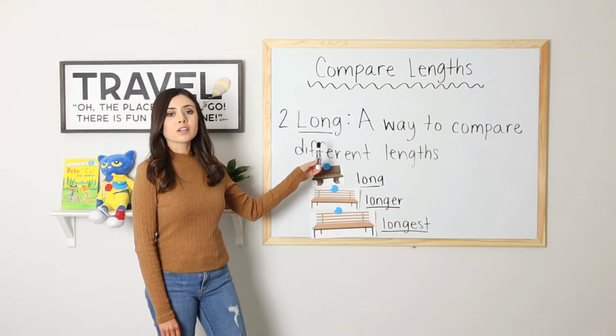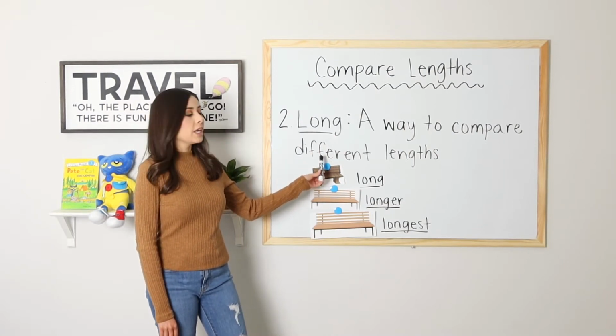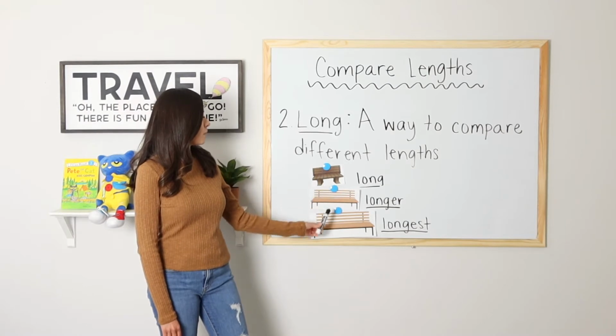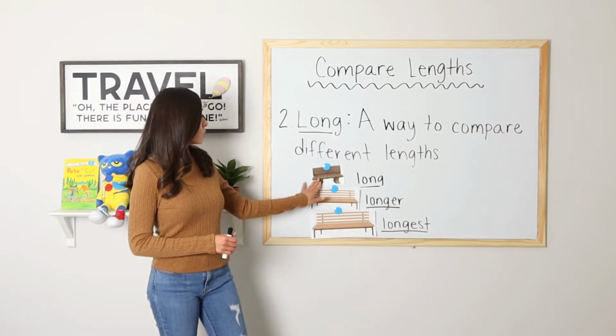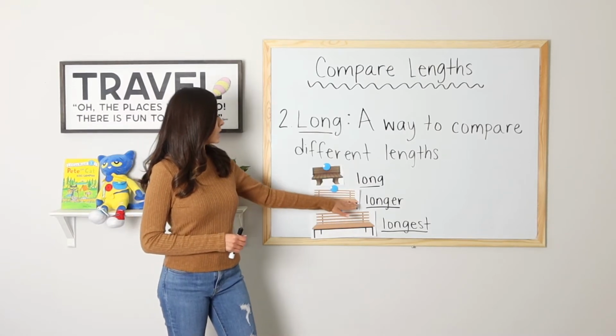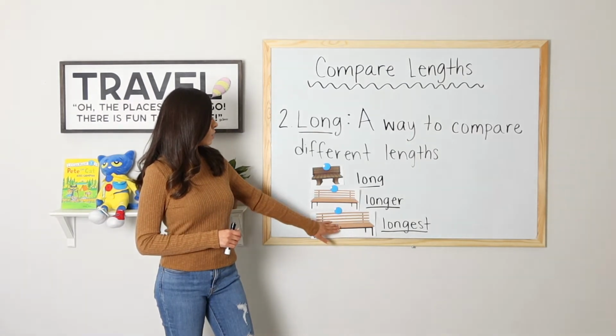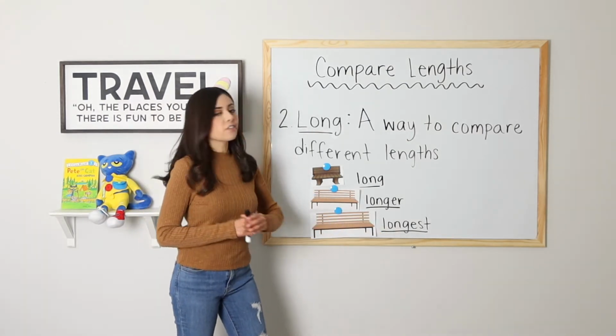Number 2, long. Long is a way to compare different lengths. For example, here I have 3 different benches. I can say that the first one is long, the second one is longer than the first one, and the third bench is the longest of all.